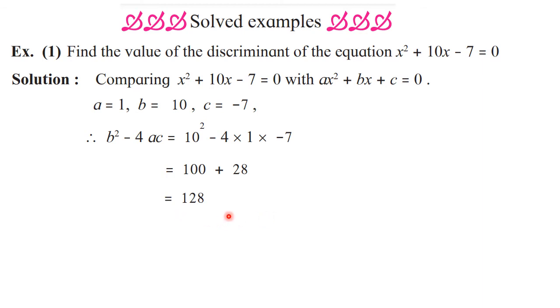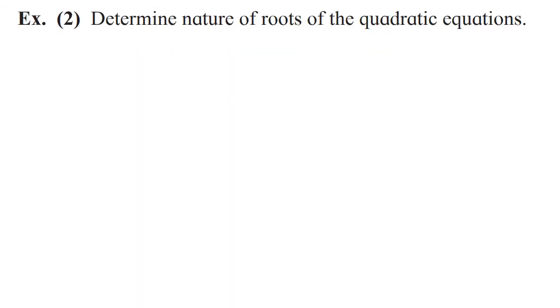Only this much is asked to us. They have not asked us about the nature, so we don't have to decide whether it is positive or negative or 0. Stop here. Simply we want to find out discriminant, so this will be again a 1 mark question. Okay, let us go further. Second question or second solved example here.